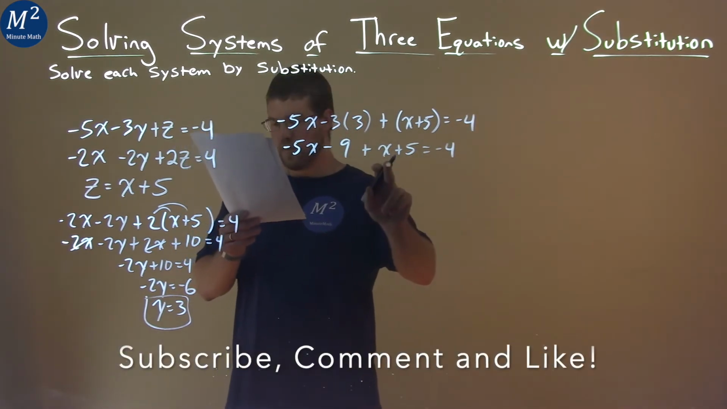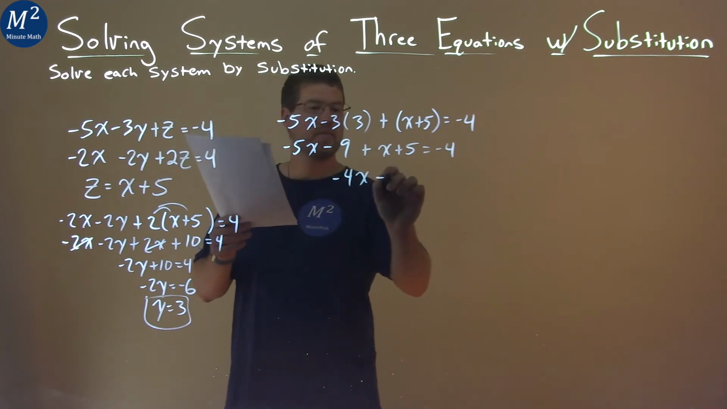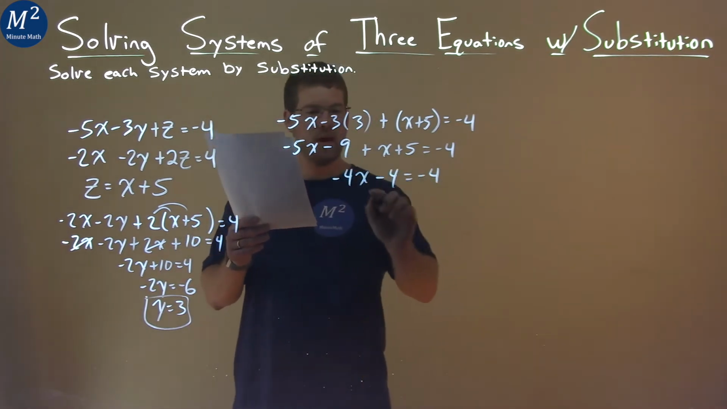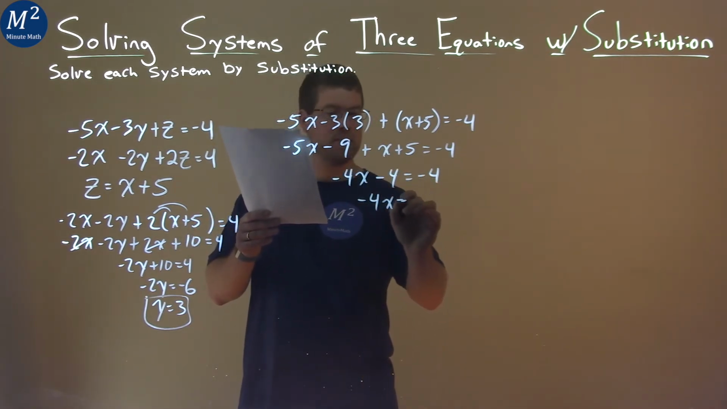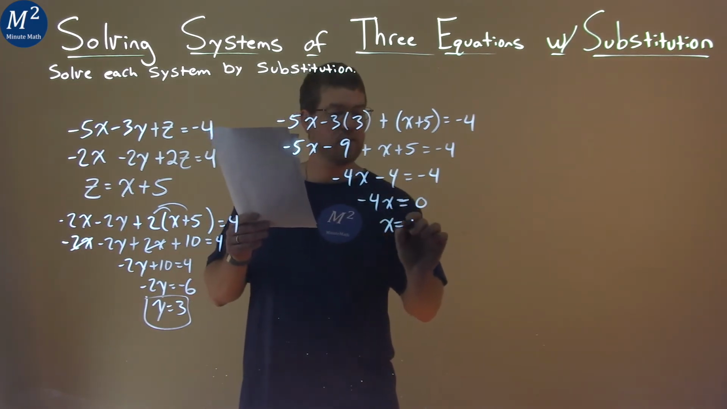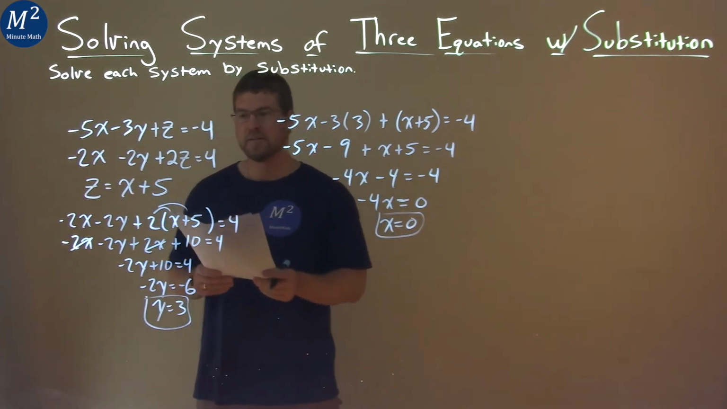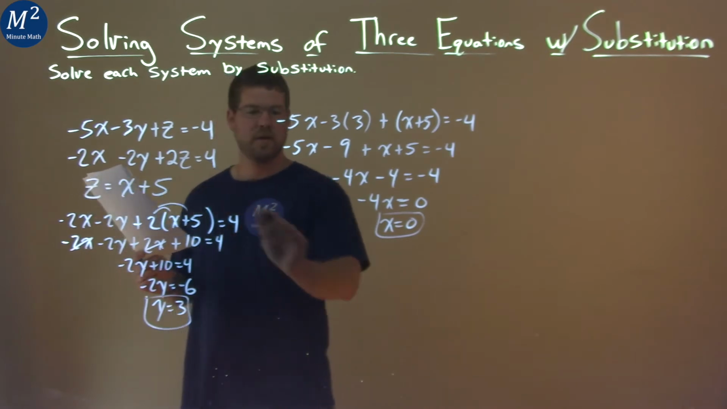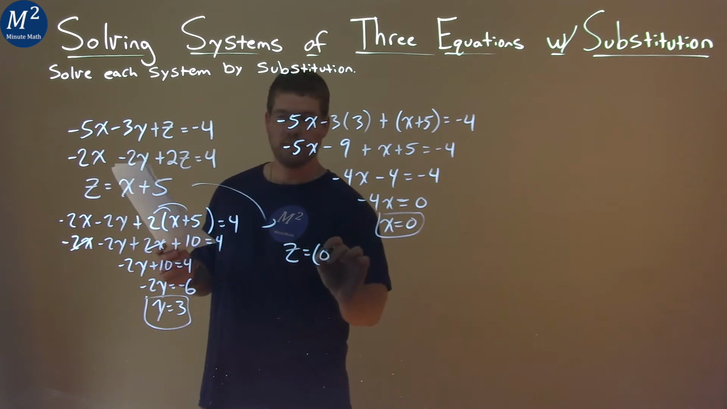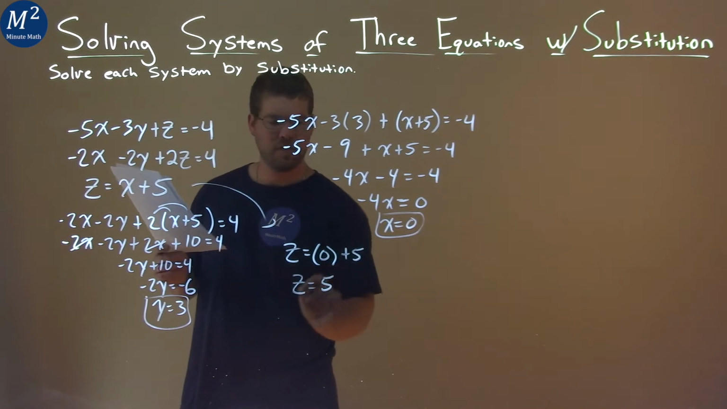All right, let's combine our like terms here. Negative 5x plus 1x is negative 4x. Negative 9 plus 5 is negative 4, equals negative 4 here. Add 4 to both sides, and negative 4x here equals, well, 0. Divide both sides by negative 4, and x equals 0. Well, that's nice. We have x equals 0 and y equals 3. We need to get z. That's actually super easy. Z is right here. Z equals, well, instead of x, let's put a 0 in, plus 5. And so pretty much there, z equals a positive 5.